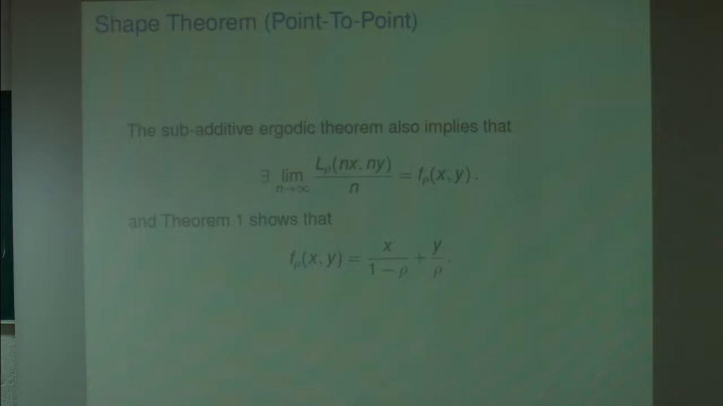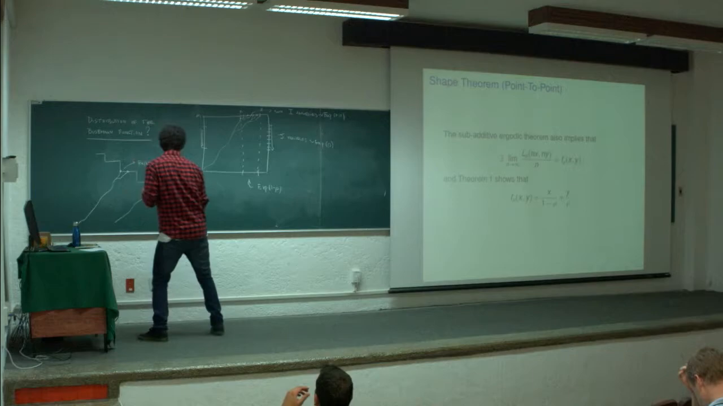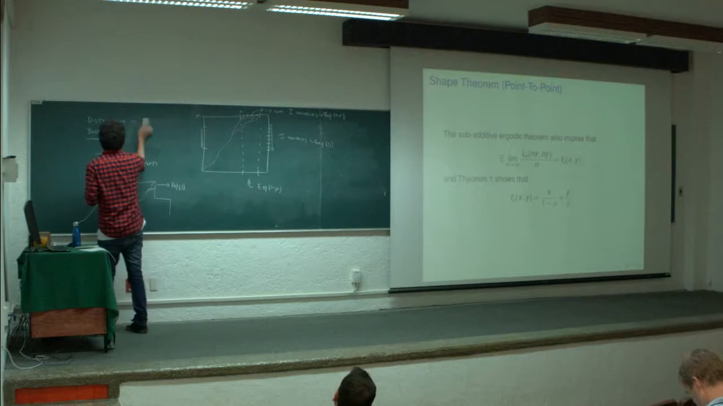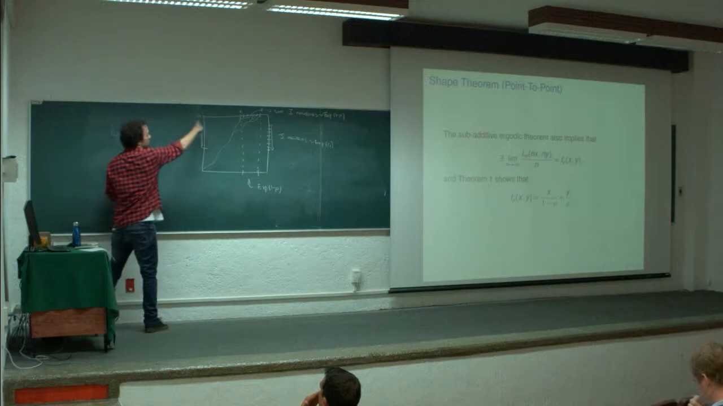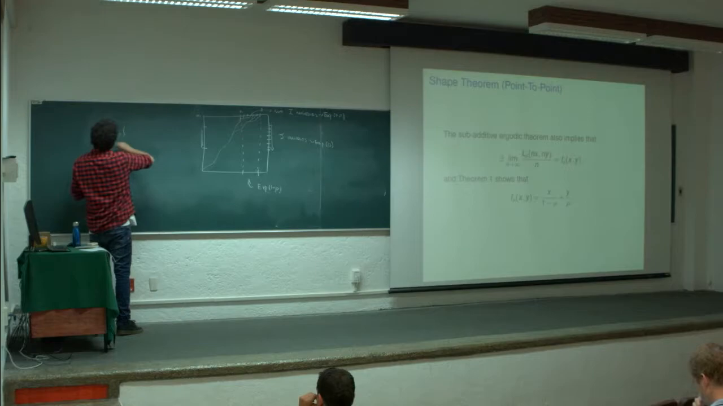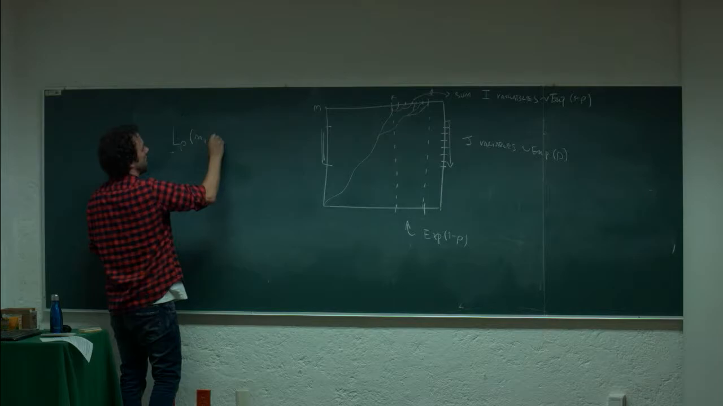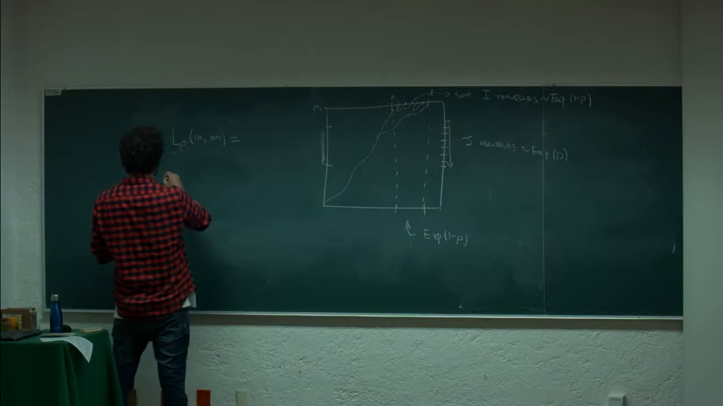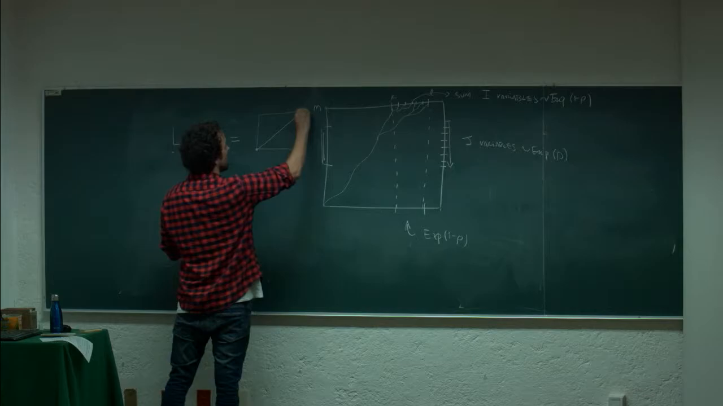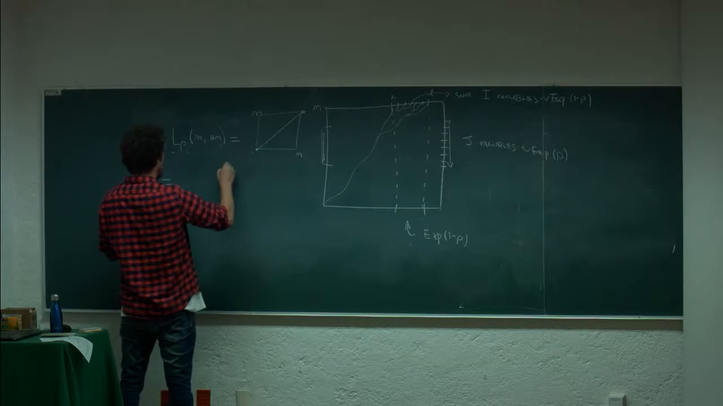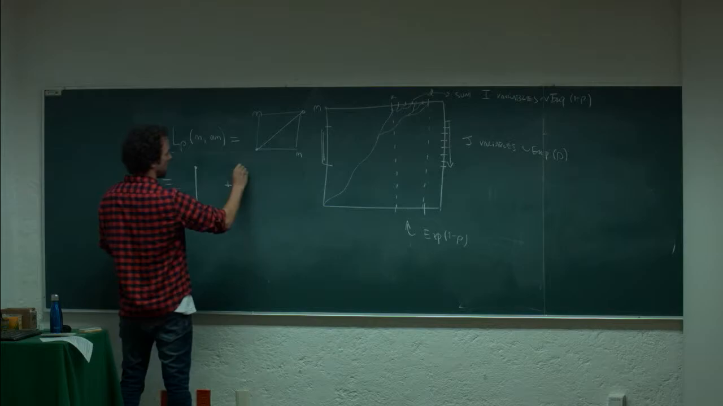Let me denote: L rho is the last passage with boundaries, with 1 minus rho here and rho here. So I can write L rho to the point, for instance, (nA, n), as follows. I'm looking at the L rho from here to here, so this is point (n, n). I will write this as L rho from here to here plus L rho from here to here.